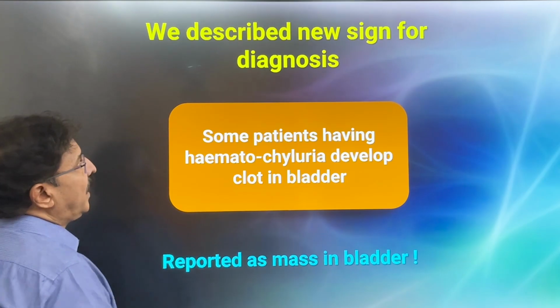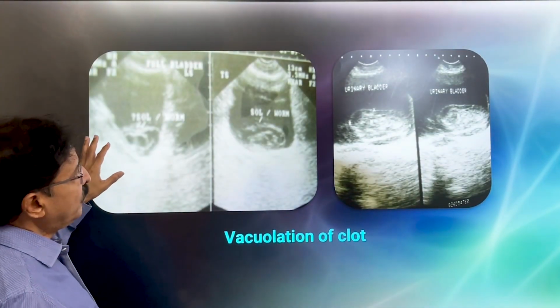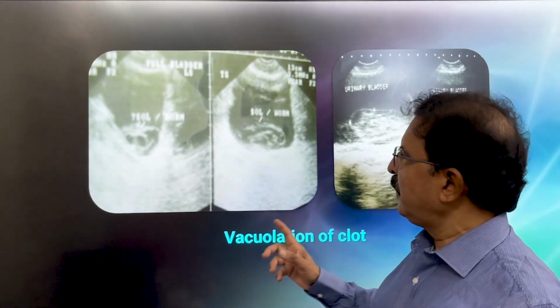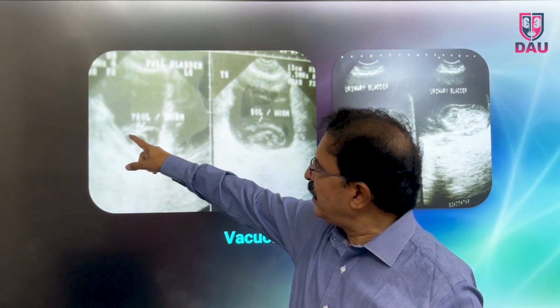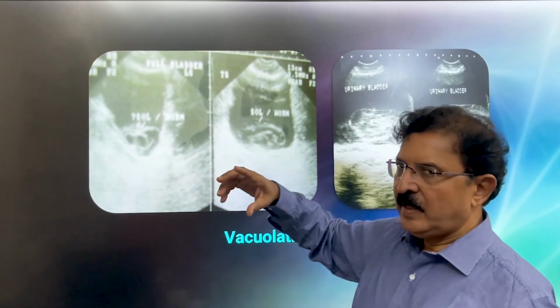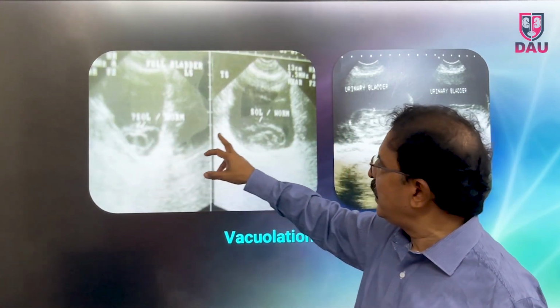And we described a new sign for the diagnosis of this kind of clot. We did ultrasound of these patients, and we noted the difference between the SOL caused by bladder cancer and the SOL caused by hematochylous clot. We observed that in the hematochylous clot, there is lipid in between and blood around. So there is a difference in ultrasonic impedance between the blood and the lipid, and the clot looks as if there are vacuoles in it.